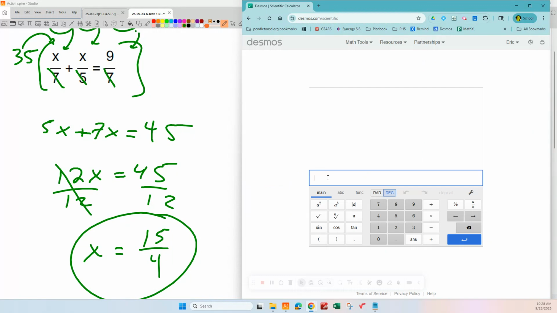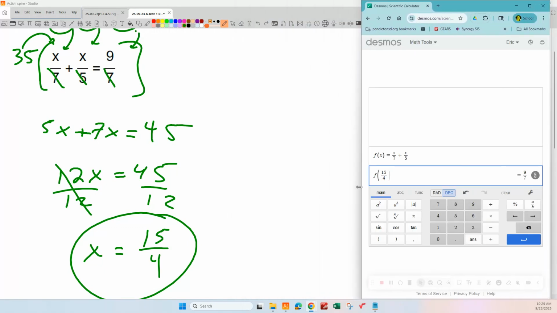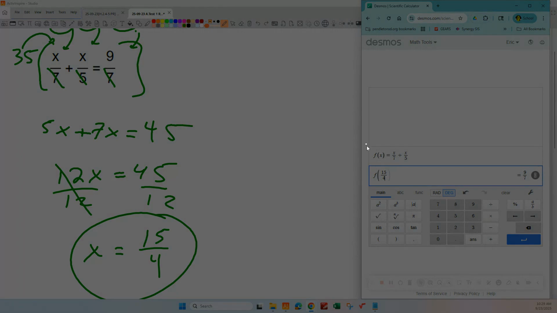What am I going to call that function? F of x, good. And it equals exactly what I started with on the left side. So x over 7 plus x over 5. And then I'll just plug in my solution and see if it works. How do I do that? F of, good, 15 fourths. And uh-oh, how do I know? That doesn't look like 9/7. What do I have to do? Click the fraction button. There you go. Okay, and what do you know? It's 9/7. So that tells me that it is a valid solution.